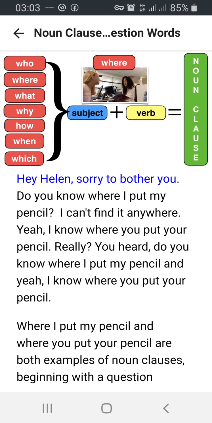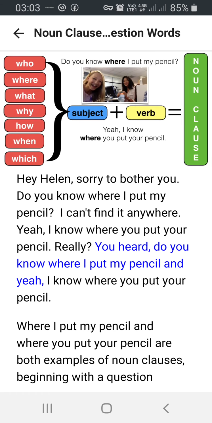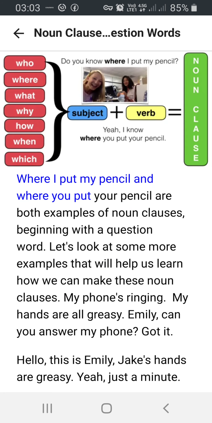Hey, Helen, sorry to bother you. Yeah. Do you know where I put my pencil? I can't find it anywhere. Yeah, I know where you put your pencil. Really? You heard, do you know where I put my pencil? And, yeah, I know where you put your pencil. Where I put my pencil and where you put your pencil are both examples of noun clauses beginning with a question word. Let's look at some more examples that will help us learn how we can make these noun clauses.